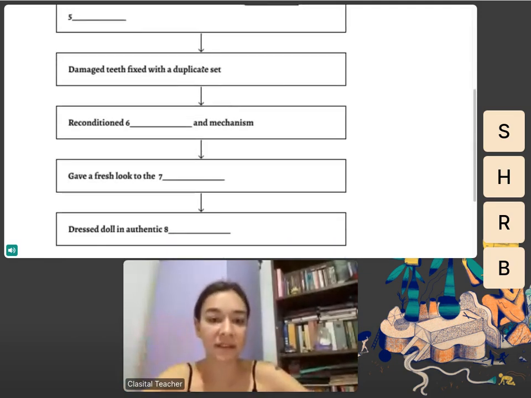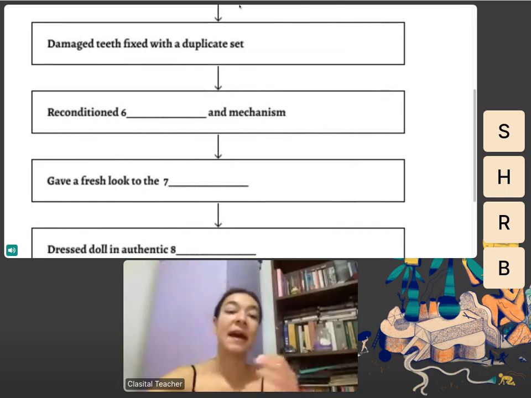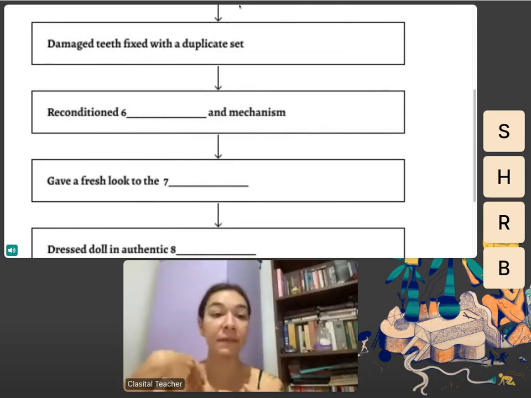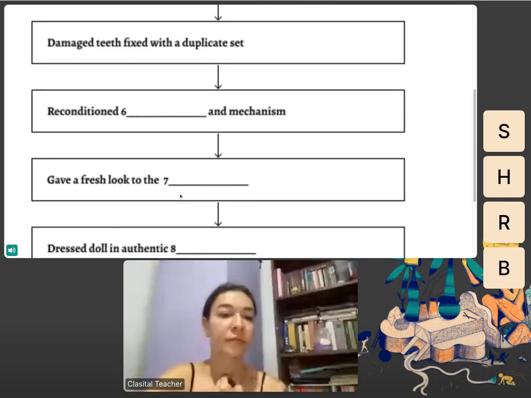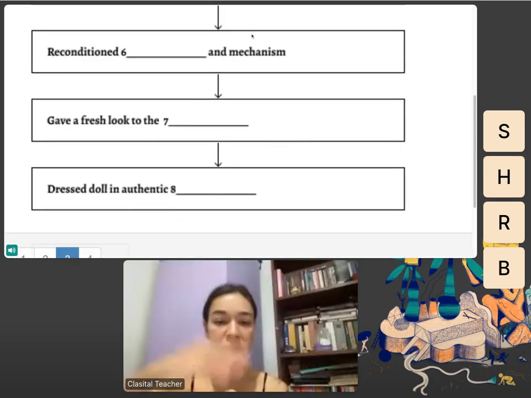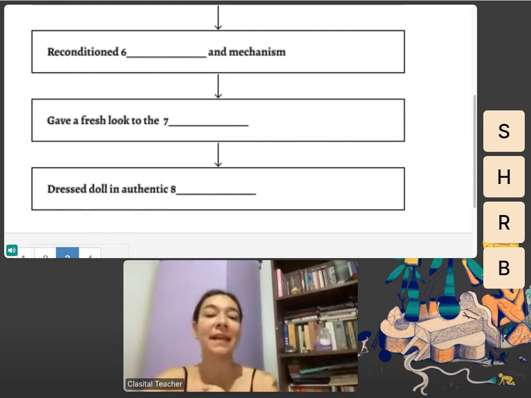Damaged teeth, fix it with a duplicate set. Okay. Recondition it, something and mechanism. Again, I will see some noun. Give a fresh look to the doll. It will be a noun. And 8, dress doll in an authentic coat. So it will be a noun again. I will be looking for the noun.